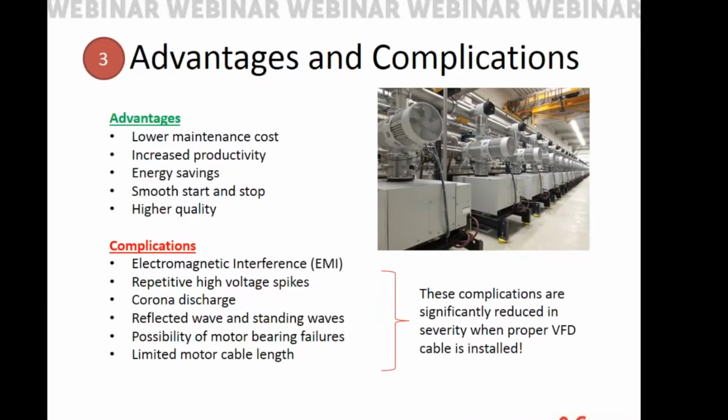So, a few advantages and complications. Let's look at the advantages first. One key advantage is lower maintenance cost. There are fewer mechanical components, fewer components in general, so the maintenance costs are going to be much lower. You can increase productivity. Now you can change the speed of your line or of the system to match your output rather than either turn it on or off. Fans are a very good example of this. HVAC systems.